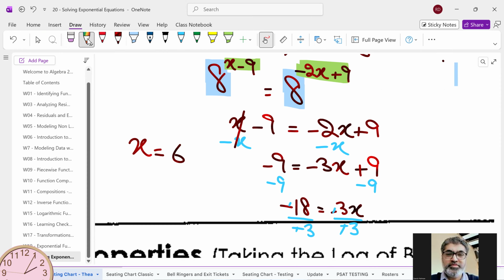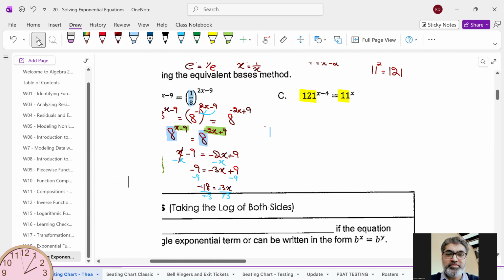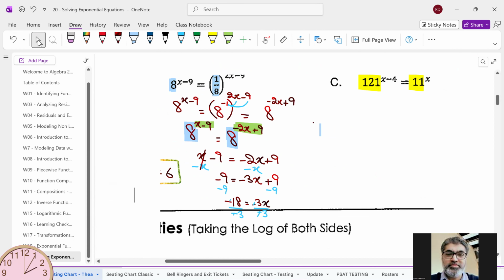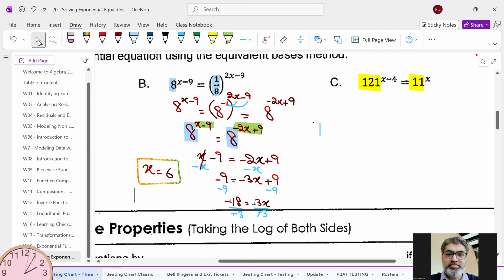Easy or difficult? Keep the main thing in mind. You need to make the bases equivalent. When the bases are same, be good. That's how you will solve it. Now go and do the next question yourself.